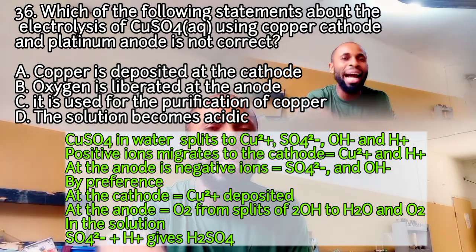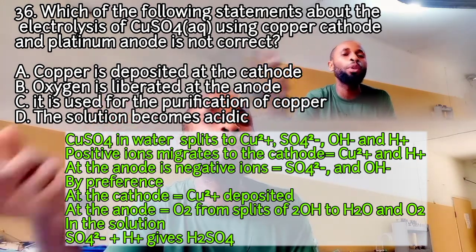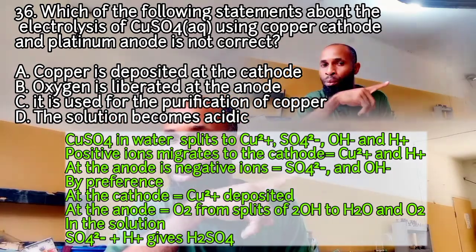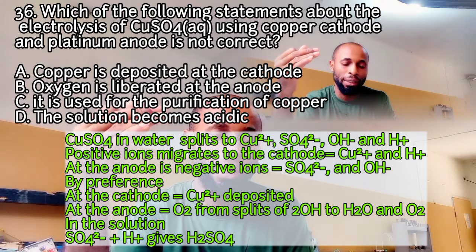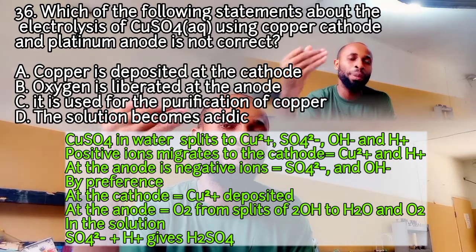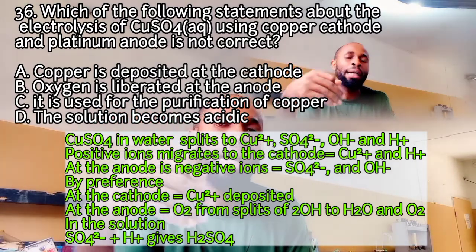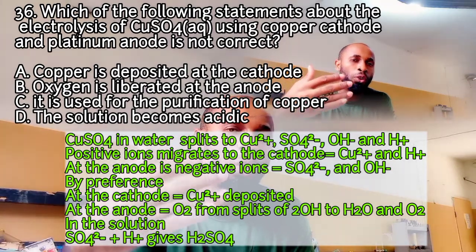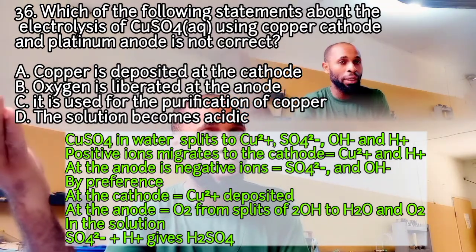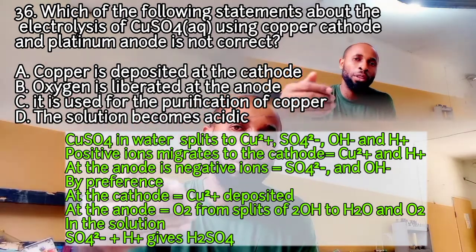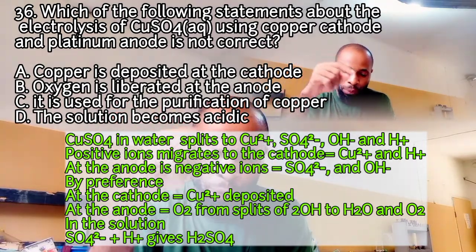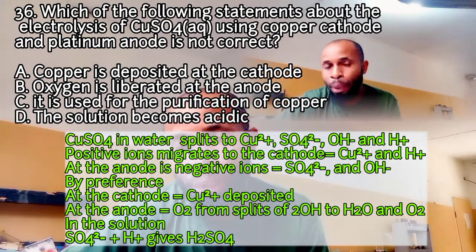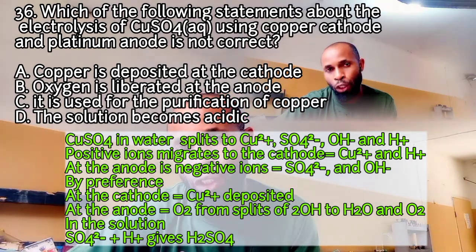Oxygen is liberated at the anode. Oxygen will be going to the anode, that is the platinum, from the OH. As you can see on the screen, the OH will split into oxygen and water. The O2, which is the oxygen, will be liberated at the anode. It is used for the purification of copper. No, we don't use this for purification of copper.